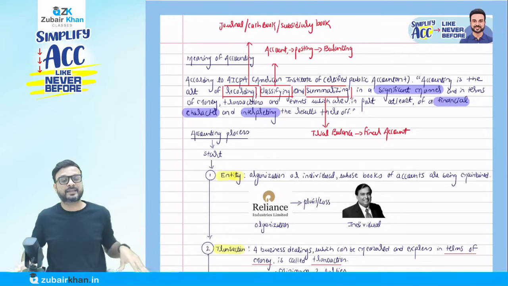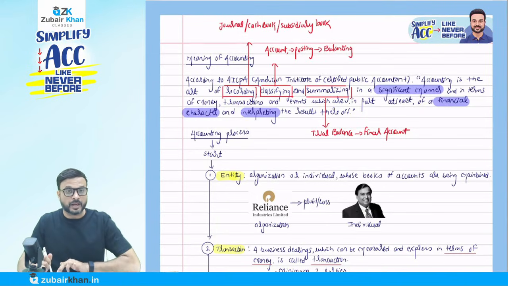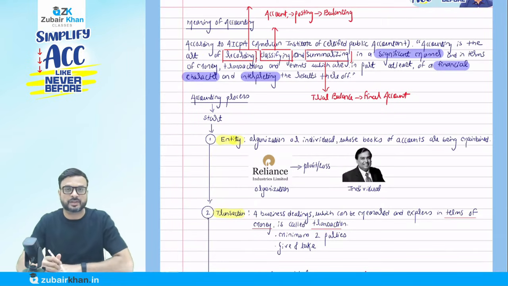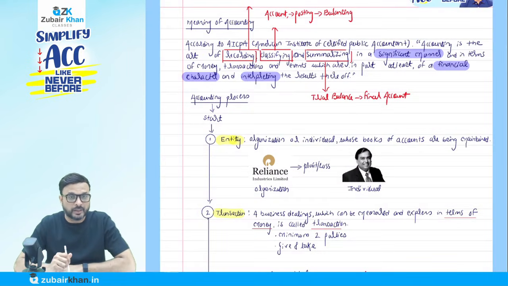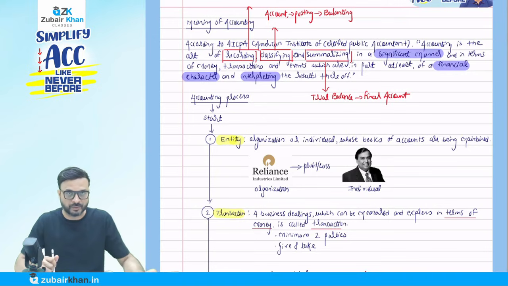In our previous session, in the basics of accounting, we discussed the accounting process. So what we'll do here today is a revision, and then we'll start one by one. Today we're going to start with the entity part. Let's do a revision of what we discussed in our previous session.